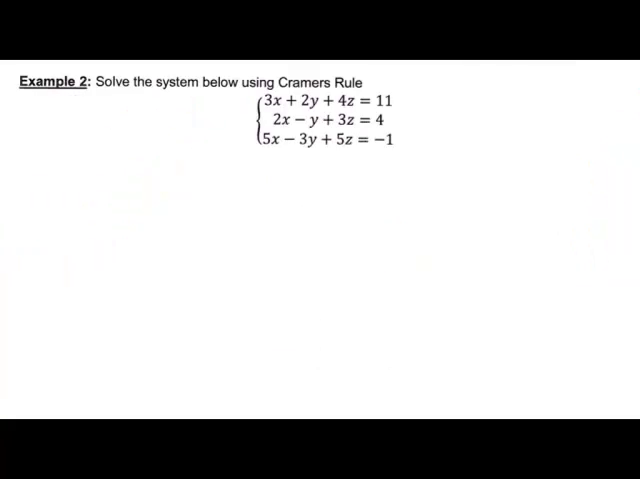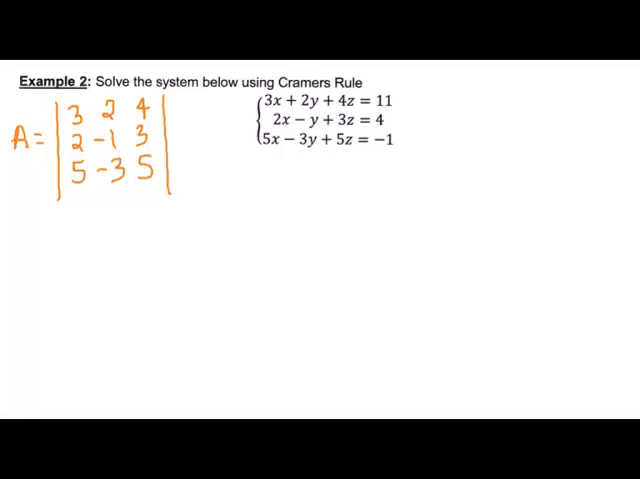So example 2, we're solving this other three-dimensional system using Cramer's rule as well. So again, the first thing we need to do is find the determinant of A. So we're going to set up our matrix. Again, we first need to start with our x coefficients. So that makes up our first column. So that's 3, 2, and 5. Our second column is our y coefficients. So 2, negative 1, and negative 3. And our last one is 4, 3, and 5.